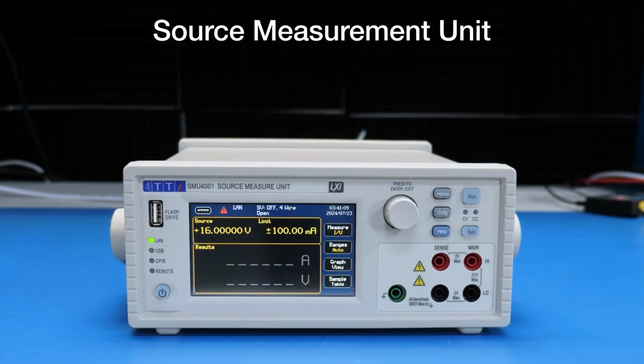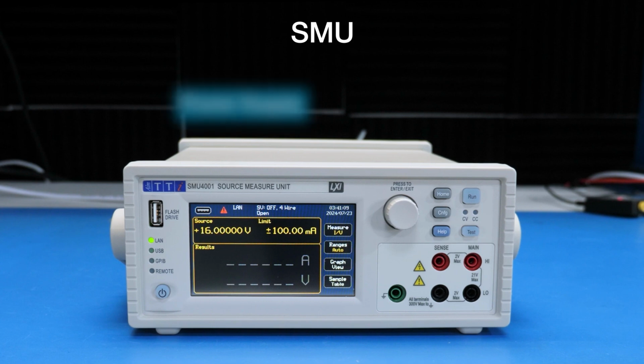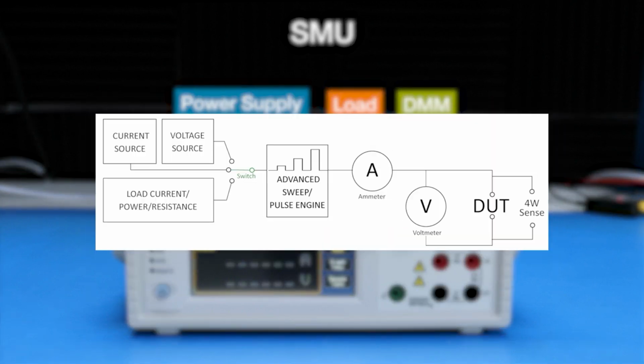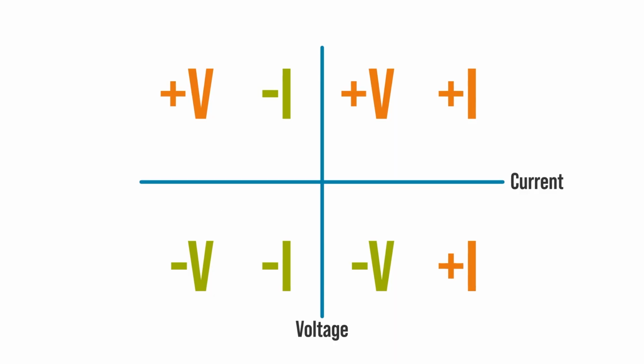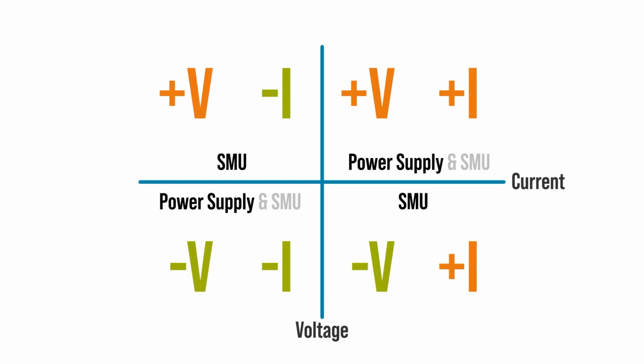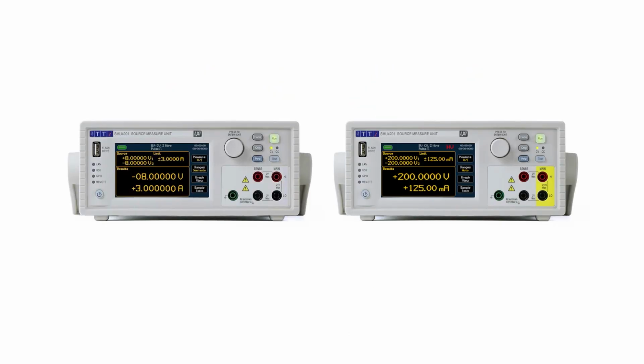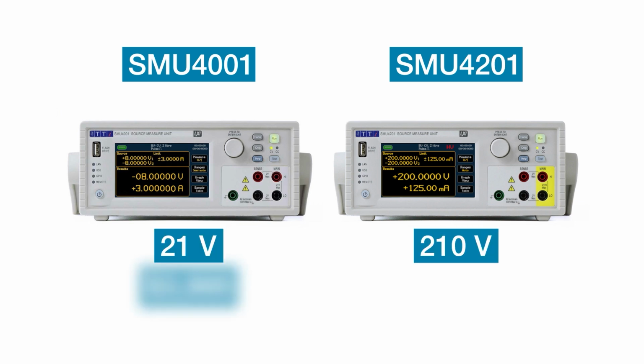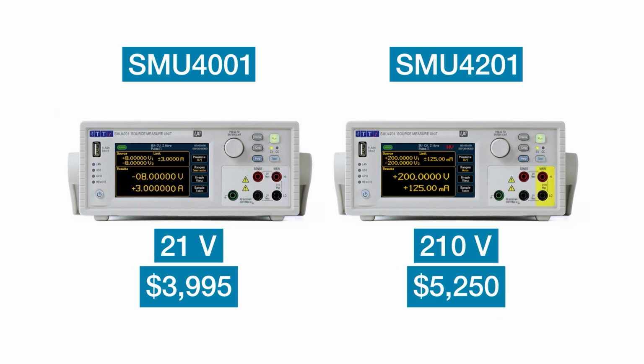Source measurement units, or SMUs, are a combination of power supply, electronic load, precision DMM, and in cases like the AIM TTi SMU4000 series, they add a sweep and pulse generator to their output. They are called a four-quadrant device because they can sink and source current without changing connections. The AIM TTi SMU4000 series has two 25-watt models. One goes up to 21 volts and the other goes up to 210 volts. Their prices run in the range of $4,000 to $5,000.